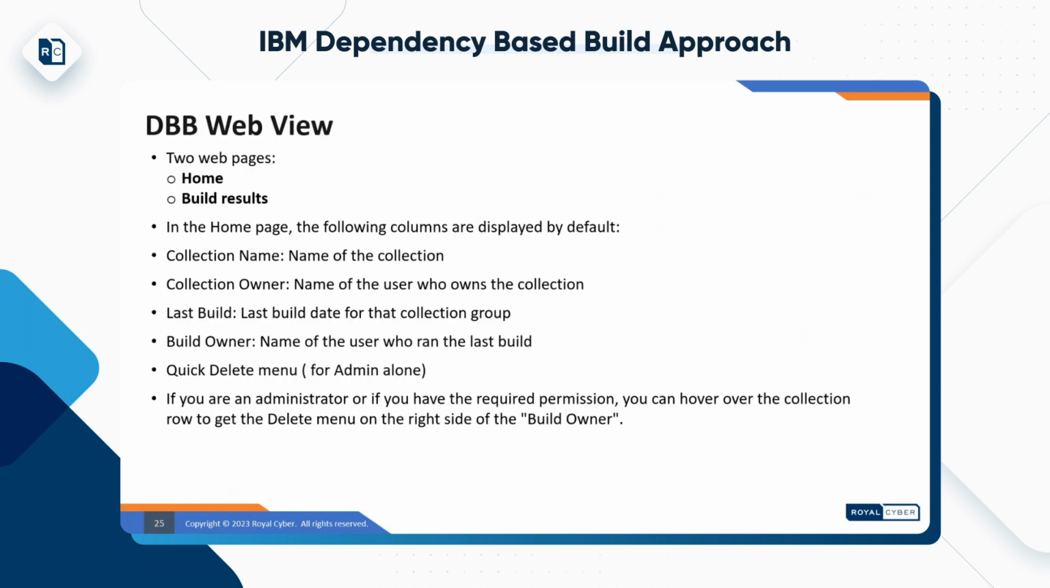The DBB web application has two pages, the home page and the build page. The home page has a little bit about the users and the different collections that have been configured, and the last build we did. You also have something called a delete menu where, if you are an admin, you have permission to look into the build results, and if you wanted to clear up some build results, you can do that.